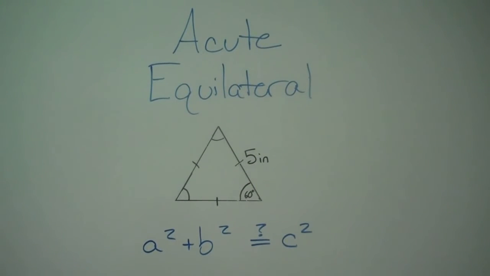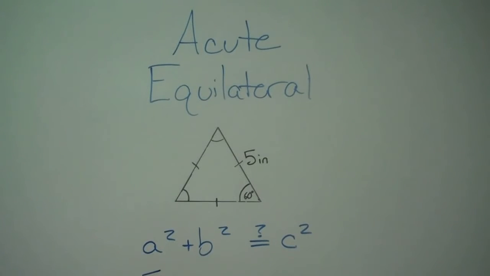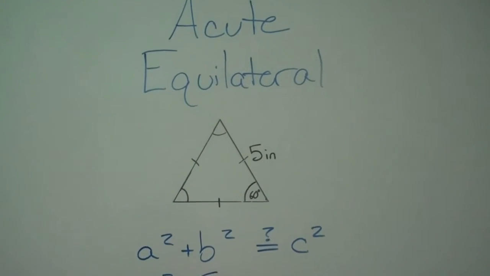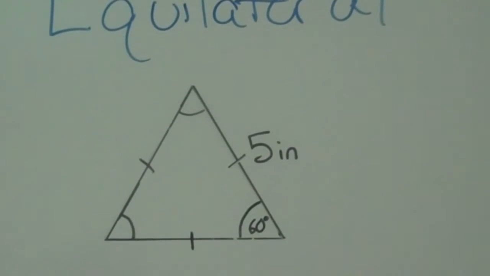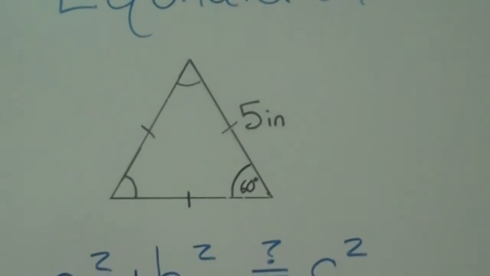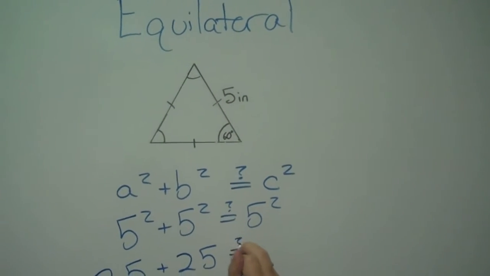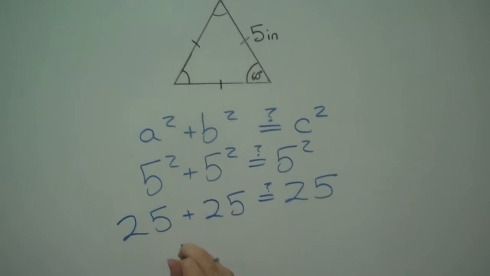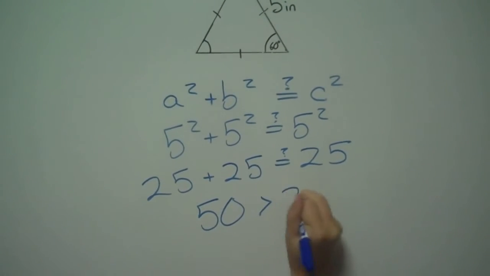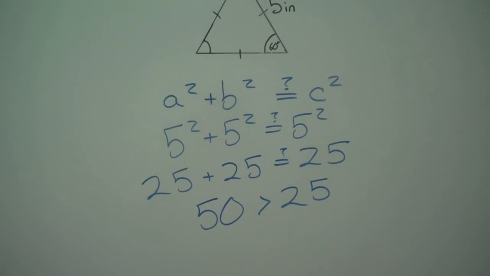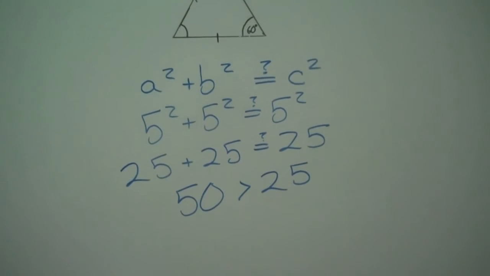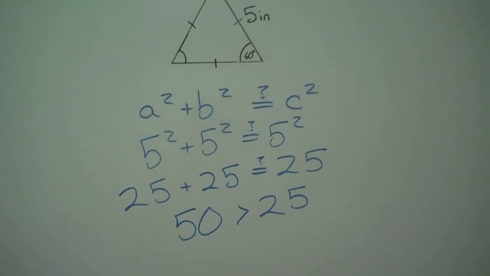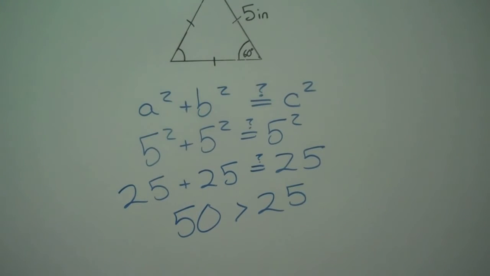Will our final acute triangle also follow this pattern? Here's an acute equilateral triangle with 3 angle measurements of 60 degrees and 3 side lengths of 5 inches. Since this triangle is equilateral, a squared, b squared, and c squared are the same numbers. We can see that a squared plus b squared is greater than c squared in this case as well. Looks like we do have a pattern. For every acute triangle we tried, a squared plus b squared was always greater than c squared.